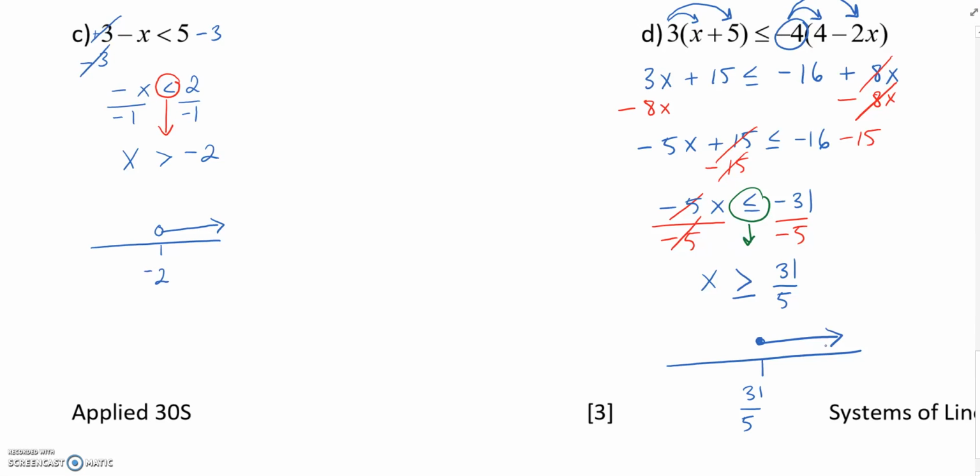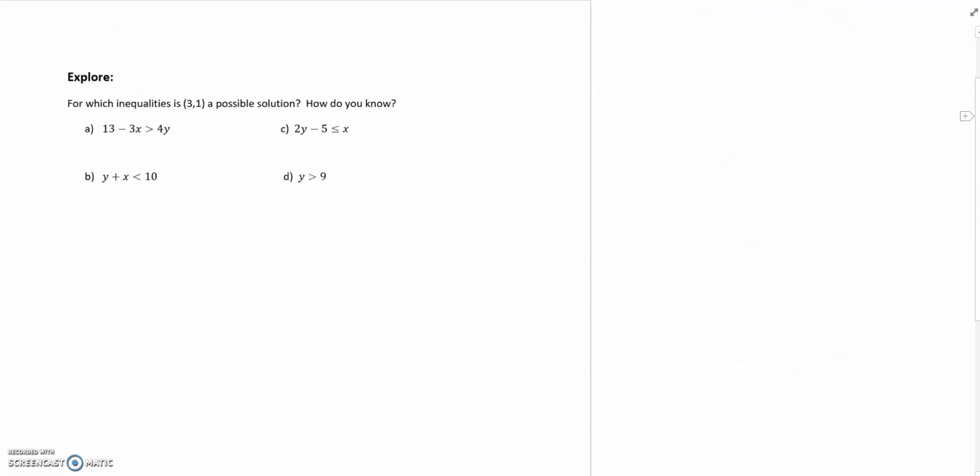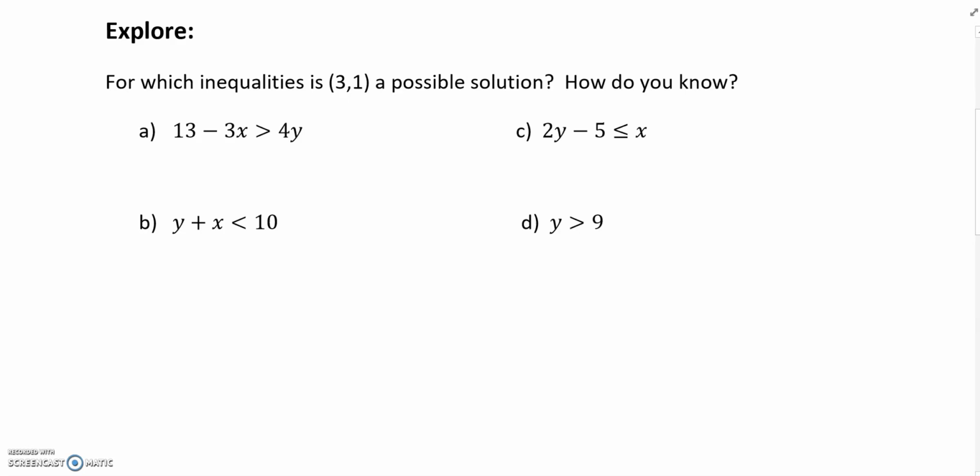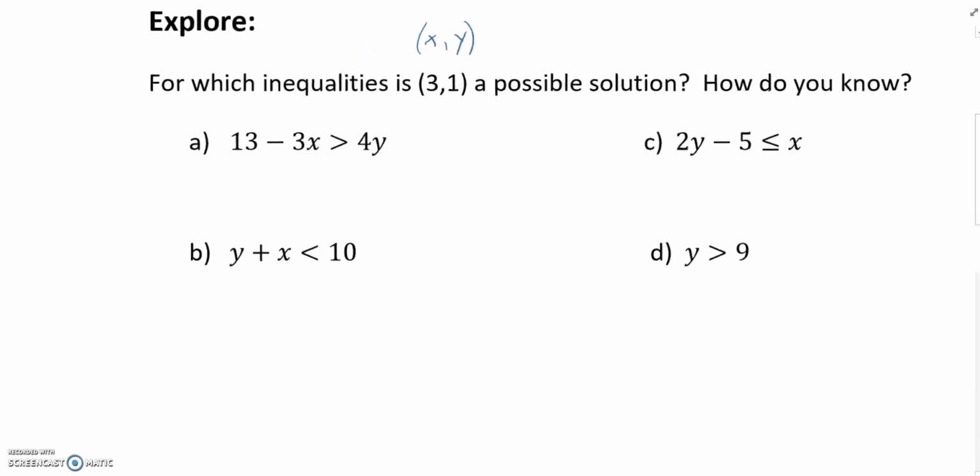Have a look at the next page. Last part of this half of the lesson, just to make sure we fully understand what these inequalities mean, is to explore here. It says, for which inequalities is the ordered pair 3, 1, remembering that that's your x and y, a possible solution? How do you know? Good question. How do we know? So we're using substitution here. Remember, when you use substitution, you use brackets.